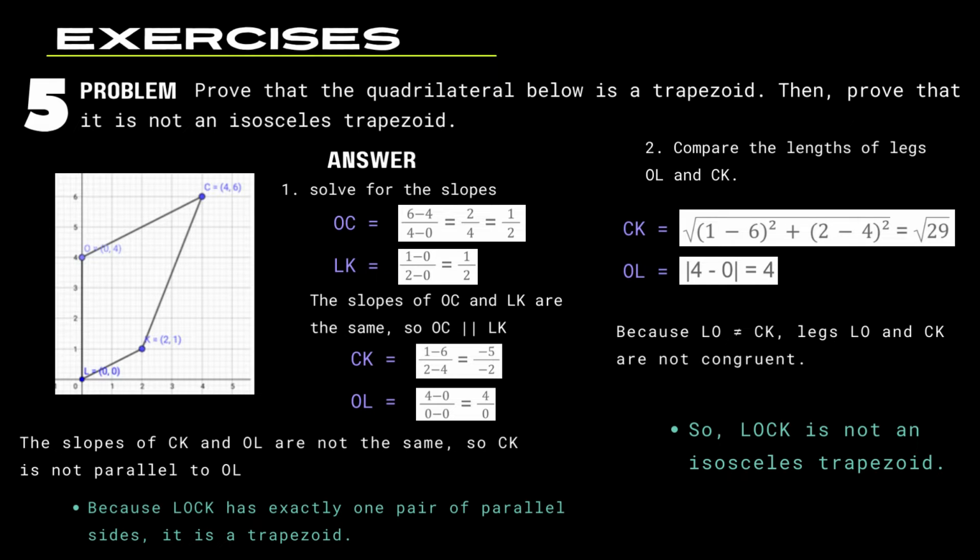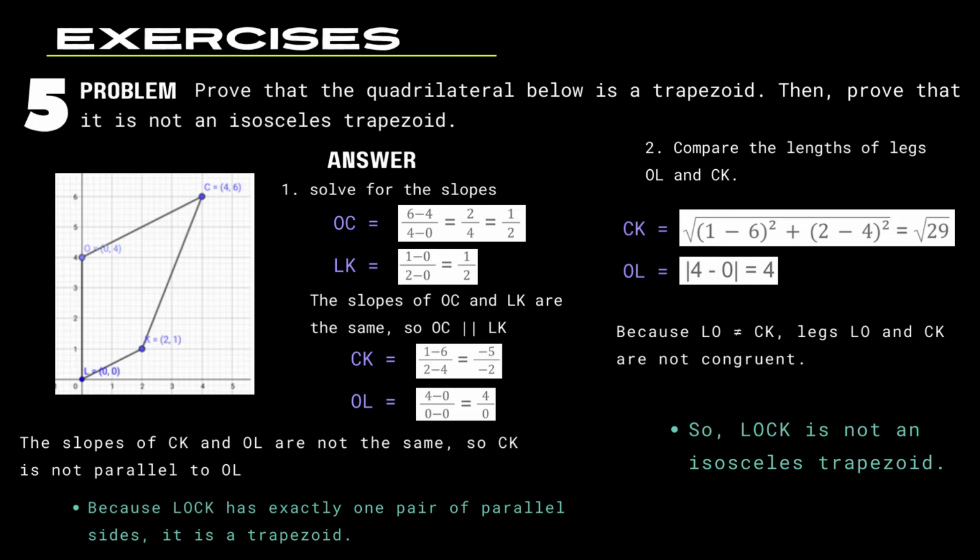Now, for our fifth problem, we have here prove that the quadrilateral below is a trapezoid, then prove that it is not an isosceles trapezoid. Okay, to answer this, we first solve for the slopes. That is, OC is equal to 6 minus 4 over 4 minus 0 is equal to 2 over 4, or simplified form is 1 half.